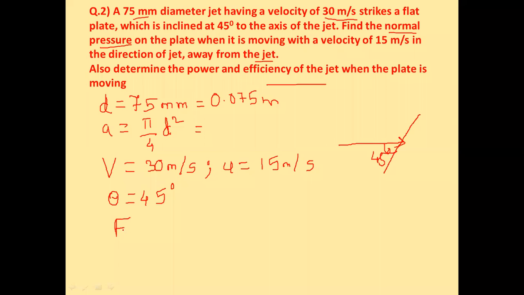Now here you are going to find out three different forces. First is normal force, which is nothing but rho A (V minus U) whole bracket square sine theta. Next you are going to find out Fx. Fx is nothing but Fn into sine theta.